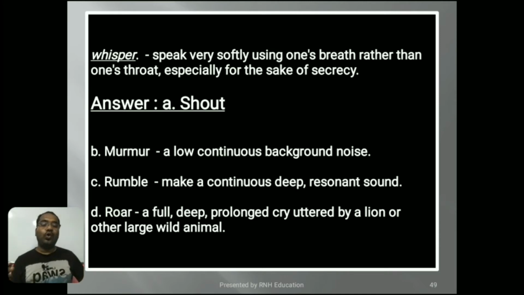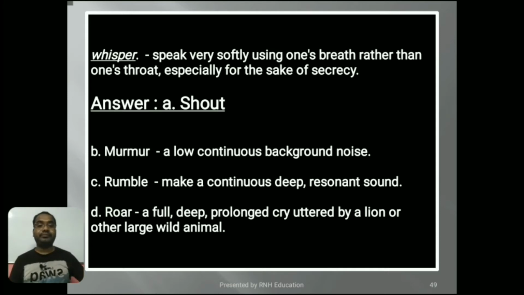Whisper, the opposite word is shout, and the other three options were A murmur, that means a low continuous background noise, and C rumble. Rumble means make a continuous deep resonant sound, and D roar, that means a full deep prolonged cry uttered by a lion or other large wild animal, that is called roar. So the right answer here should be shout.